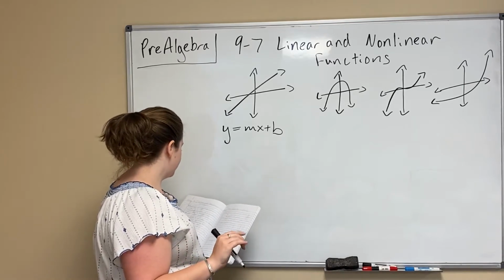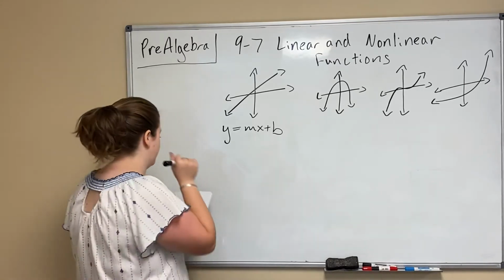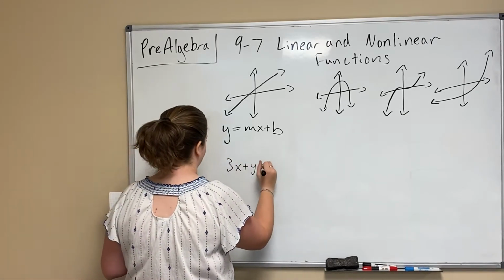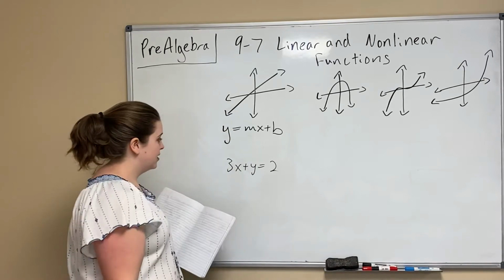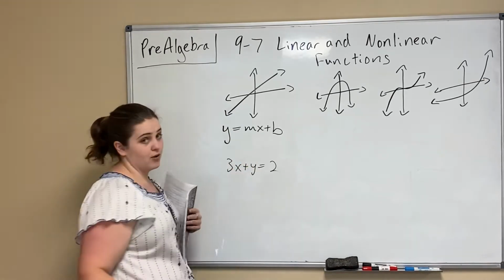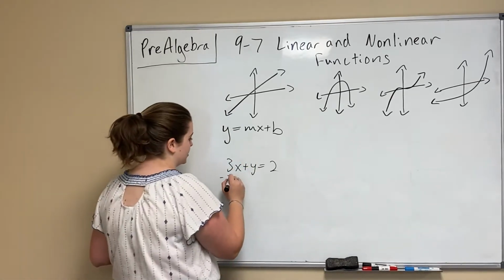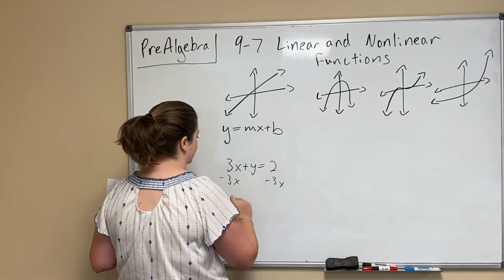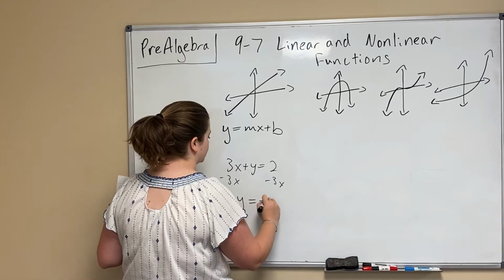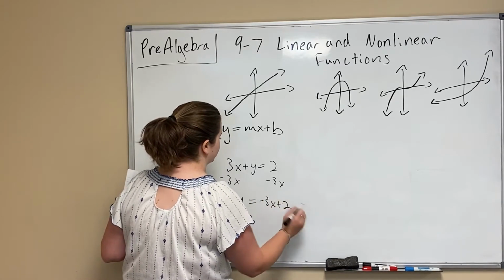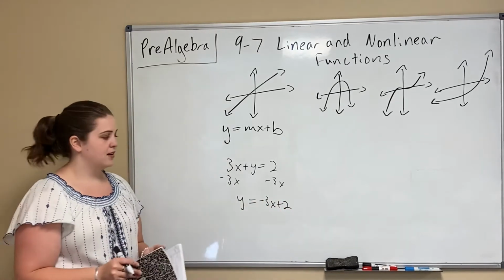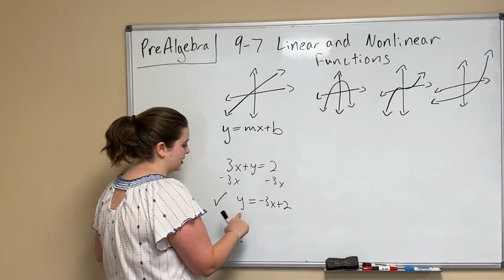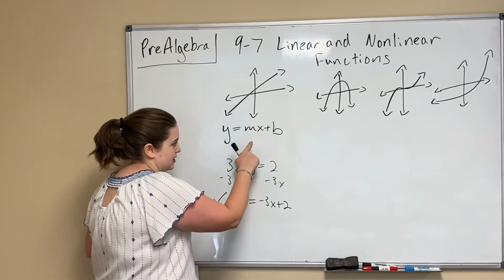Now an example of a linear equation, something that could be rewritten as a linear equation, like what if I had 3x plus y equals 2? Now right off the bat that doesn't fit this form, but I could rewrite it, right? I could say minus 3x from this side, minus 3x from this side, and I get y equals negative 3x plus 2. So this is a linear equation because I could rewrite it and it still fits into this form.